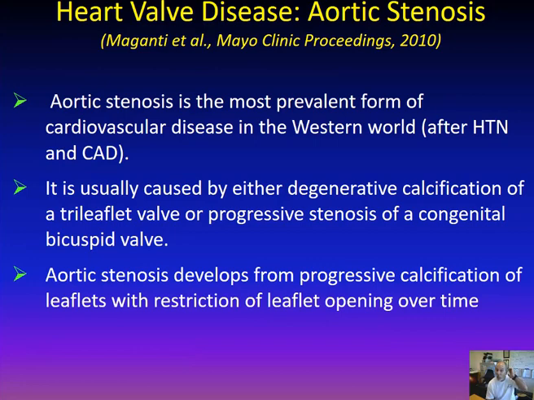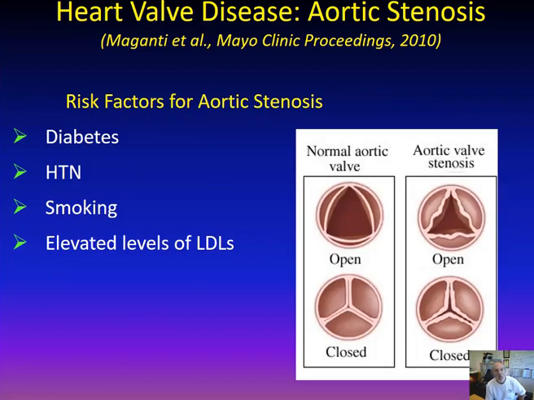Aortic stenosis is one of the most prevalent forms of cardiovascular disease in the Western world after hypertension and coronary artery disease. It's either caused by degenerative calcification of a trileaflet valve or progressive stenosis of a congenital bicuspid valve. Aortic stenosis develops from progressive calcification of the leaflets that ends up with a restriction in the leaflet opening over time, and hence that's the stenosis. Risk factors for aortic stenosis: diabetes, that means type 1 and type 2, hypertension, smoking, and elevation of LDL cholesterol.